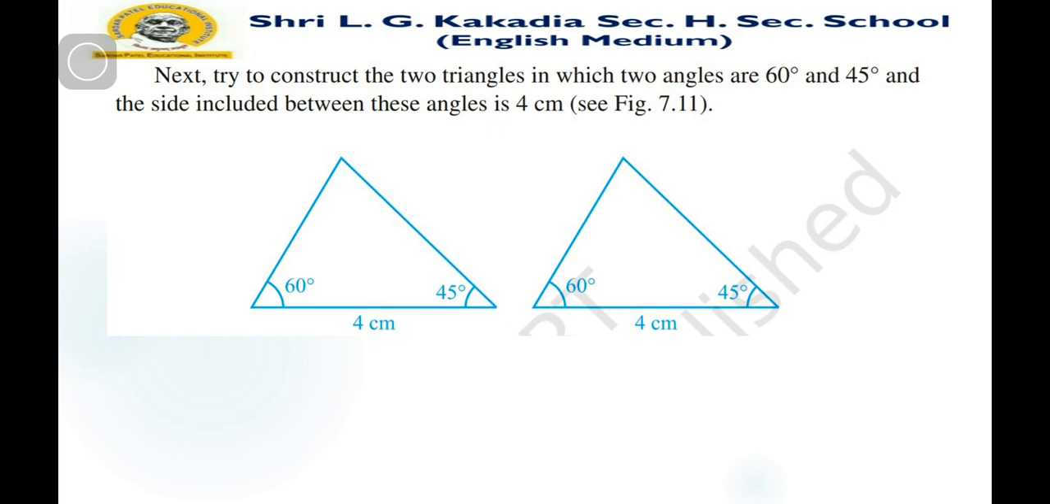Next, try to construct two triangles in which two angles are 60 degrees and 45 degrees, and the side included between these angles. You can see that both figures are equal in shape and in the same manner. This angle corresponds to this angle, and these two angles are equal. If we include one side between two angles, then it is also a congruent triangle.